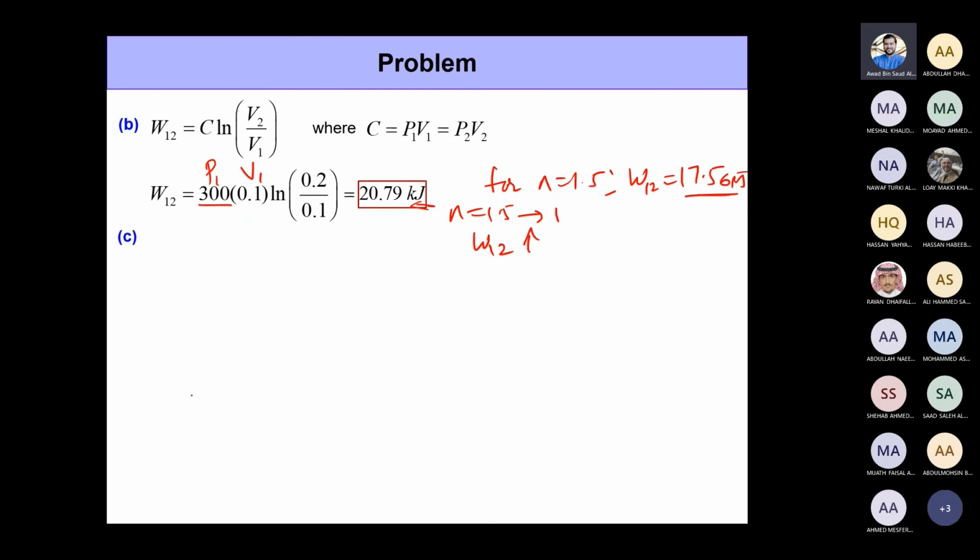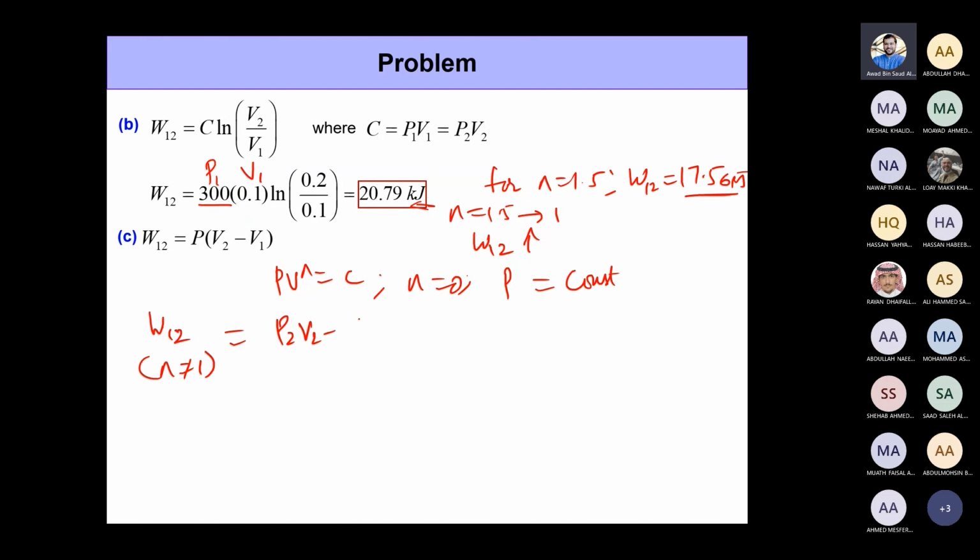Now let's look at the last scenario: n is equal to 0. If n is equal to 0, looking at PV raised to n being constant, we're basically saying that pressure is a constant, because anything raised to 0 is 1. And if pressure is a constant, we know how to deal with the work output. The work output is simply P delta V. You can also get it from the general equation. The general equation when n is not equal to 1 is P2 V2 minus P1 V1 by 1 minus n.